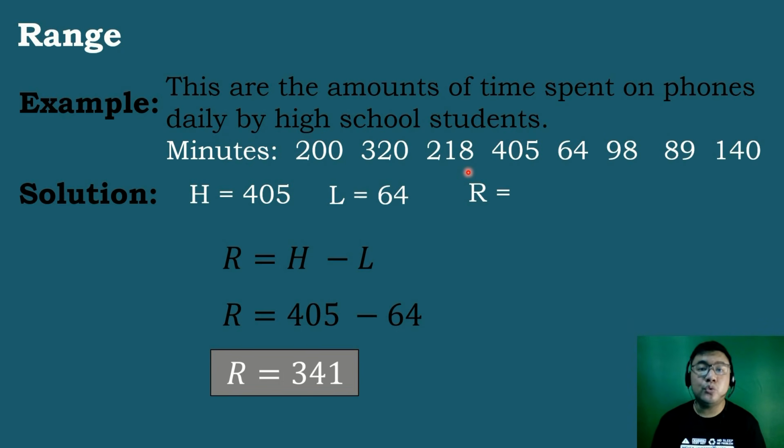Because only two numbers are used, the range is influenced by outliers and doesn't give us any information about the distribution of values. It's best used in combination with other measures.